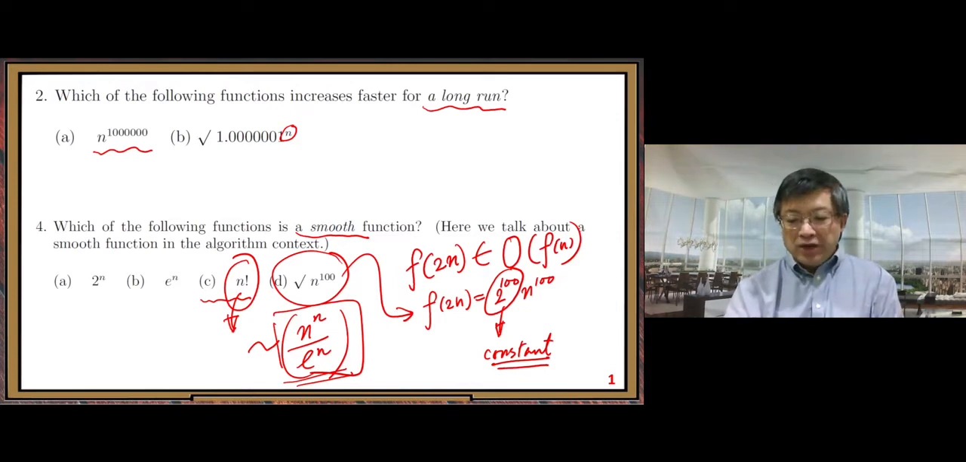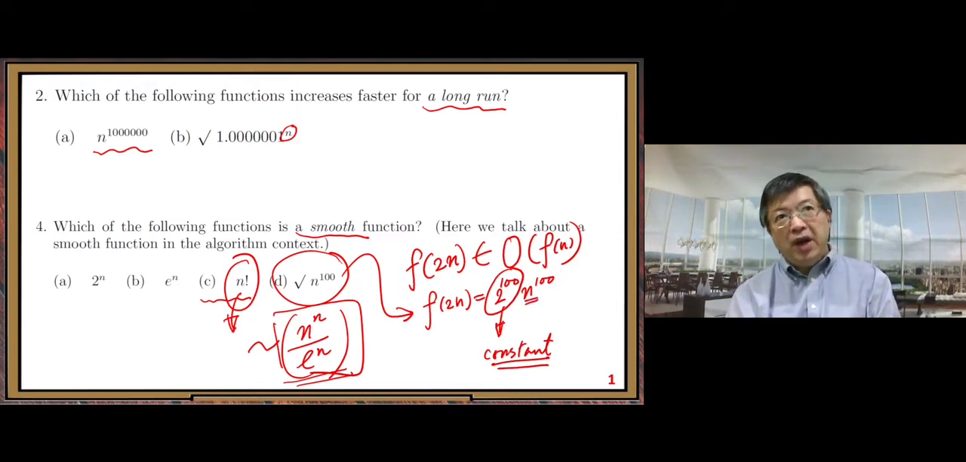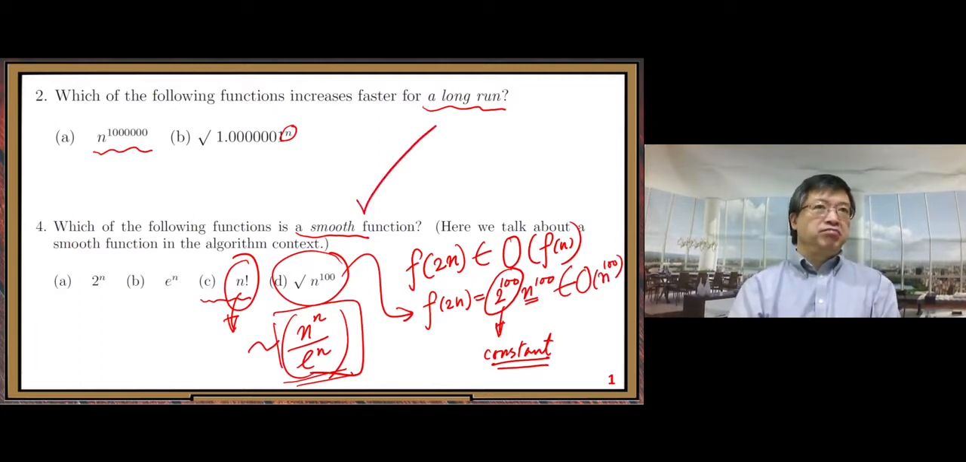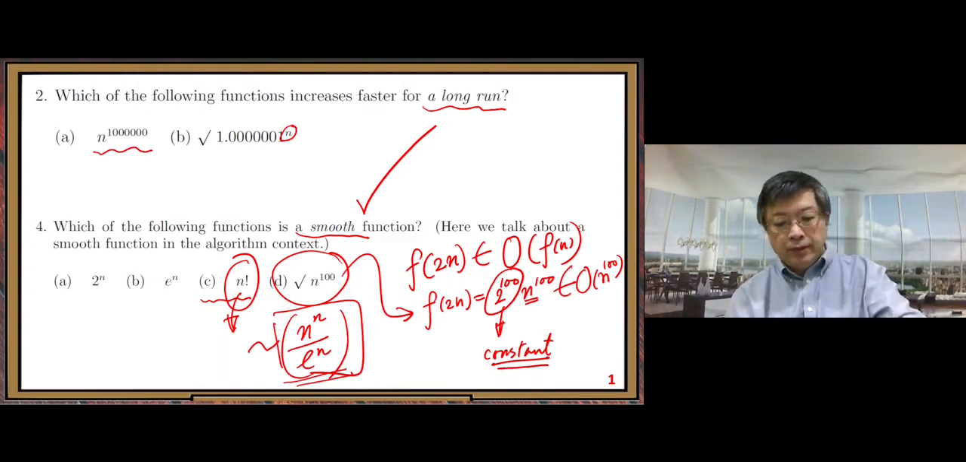Because when your n changes, your n is the variable, but that constant never changes. This constant never changes. Okay? So it's still big O of n to the 100. So it satisfies this smoothness condition. So that's question number 4. Now, the next question.